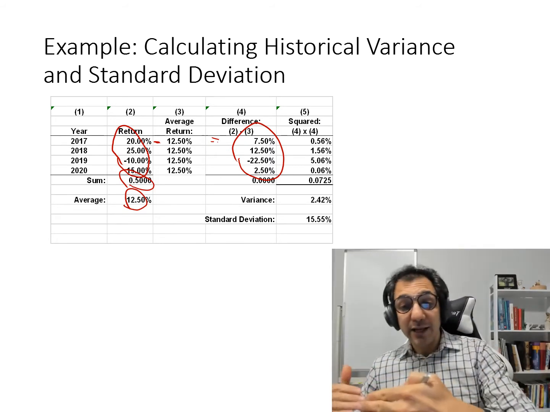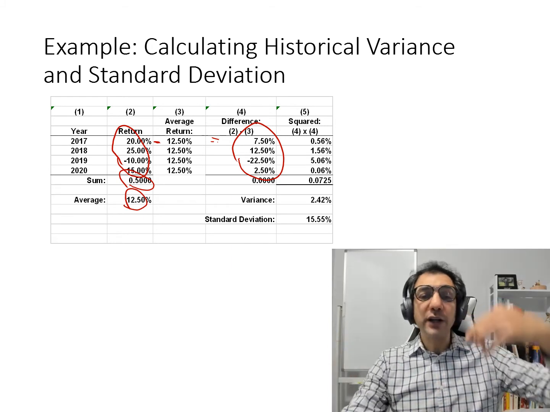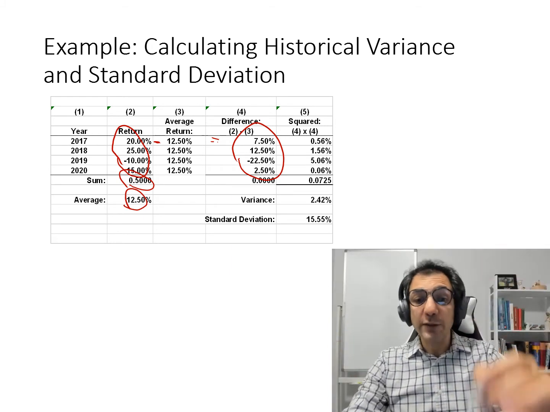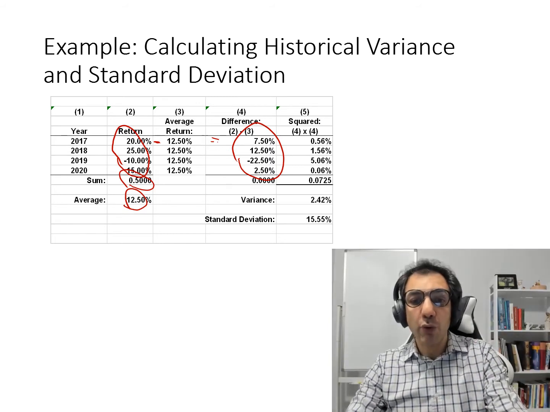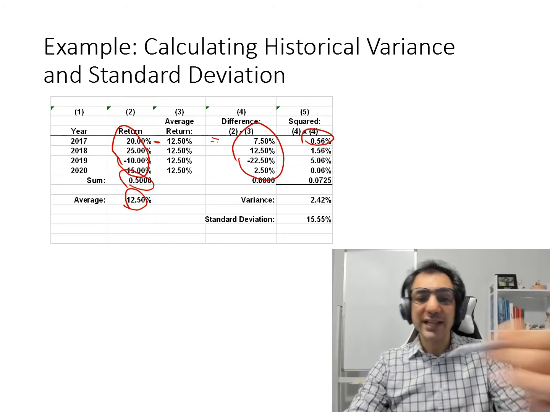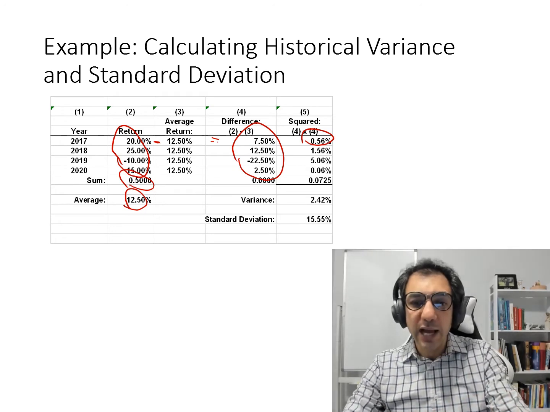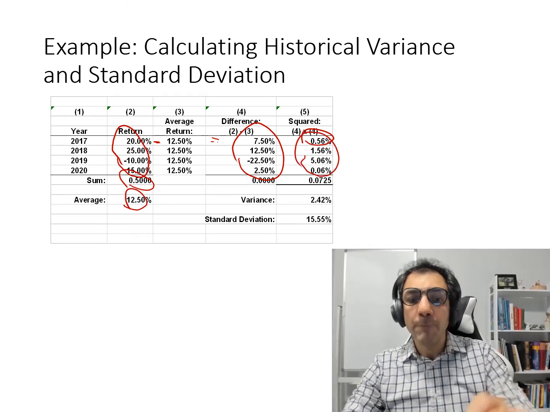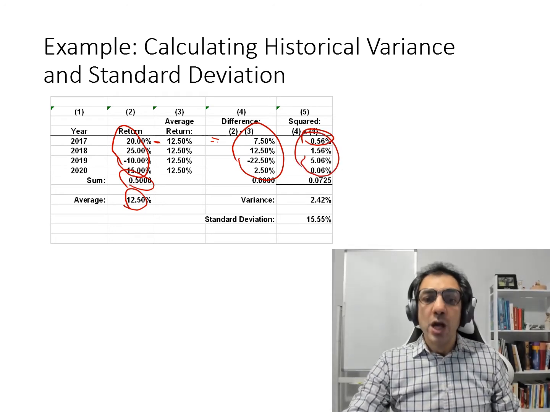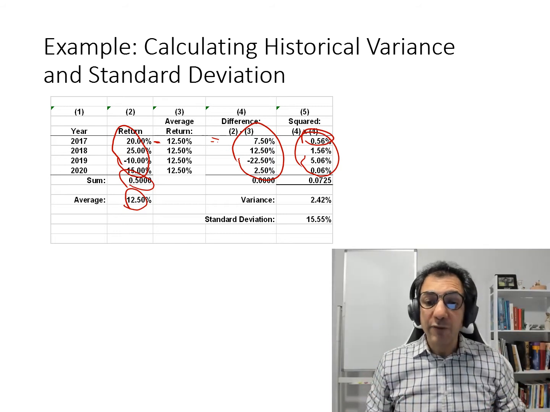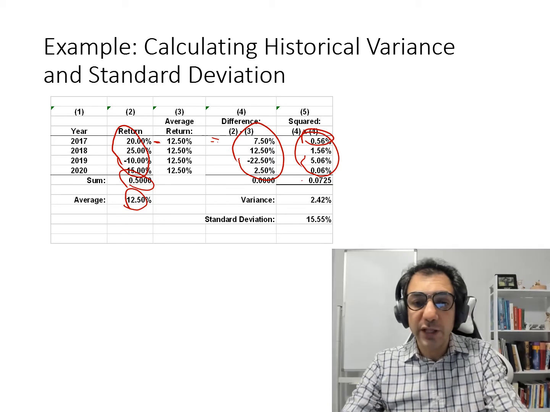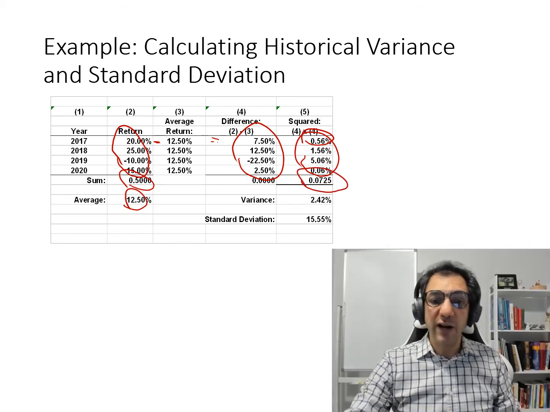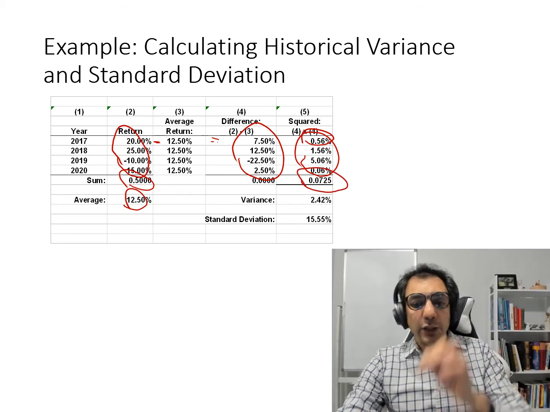And then the next step, based on the formula, you need to find the square of these numbers. So 7.5% times 7.5% becomes 0.56%. We'll do the same thing for the following years. So I have 4 squared numbers here. Then find the sigma, or the sum of all these 4 numbers, which gives you 7.25%. And we'll learn to find the variance.